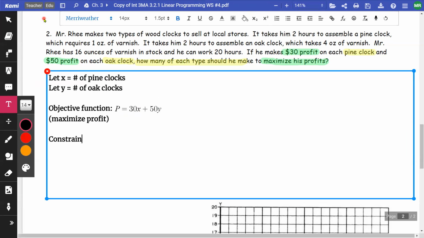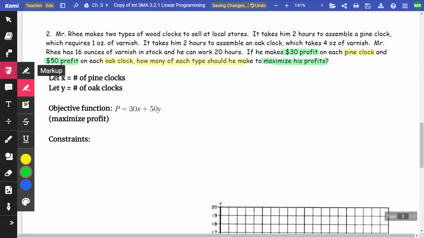Okay, constraints. These are all of our inequalities. So for this, as I'm reading over this, it looks like we have time and varnish. So it takes 2 hours to assemble a pine clock. It takes 2 hours to assemble an oak clock. And there's 20 hours total. So that's going to be a constraint or an inequality. We also have varnish. 1 ounce of varnish for a pine clock, 4 ounces of varnish for an oak clock, and we have 16 ounces of varnish total.